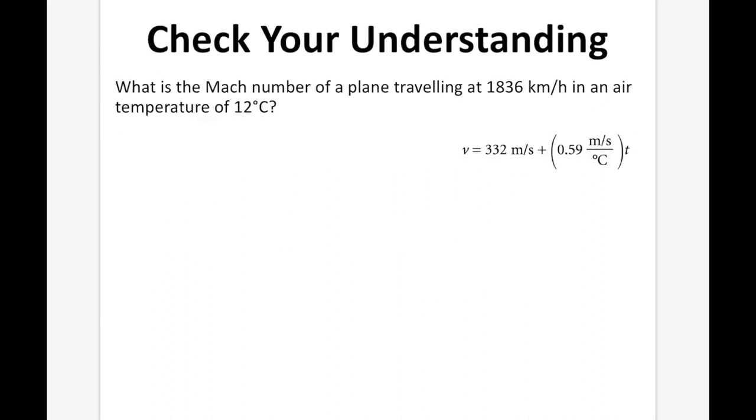Check your understanding. What is the Mach number of a plane traveling at 1,836 kilometers per hour in an air temperature of 12 degrees Celsius? So same idea as last time. Pause the video, try the question.